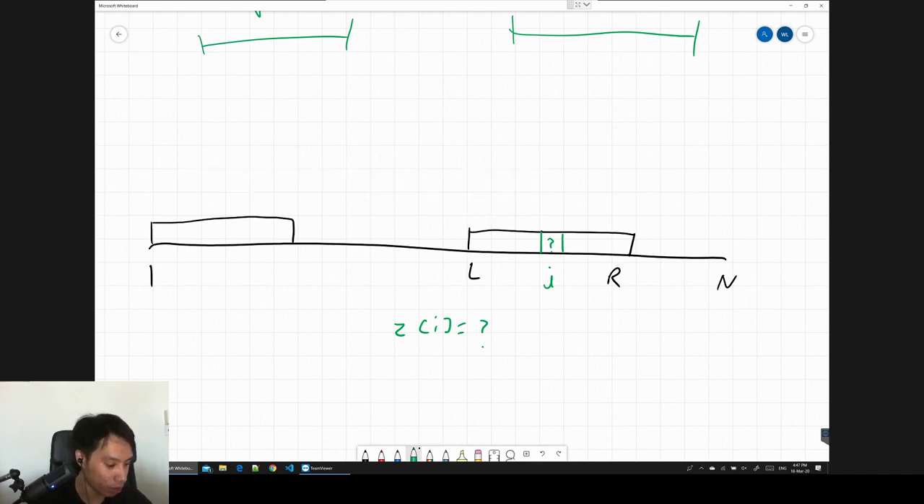So I'm going to write another notation. Minus L. I'm going to use my R as the boundary because I'm very lazy to include a minus 1.